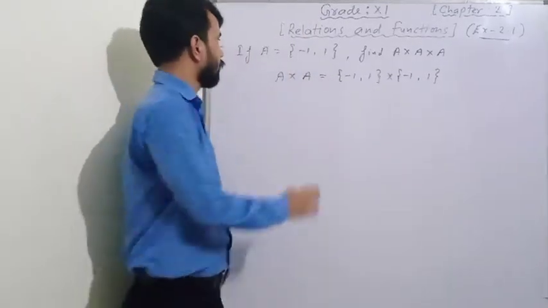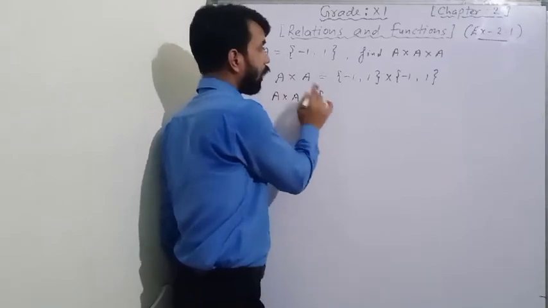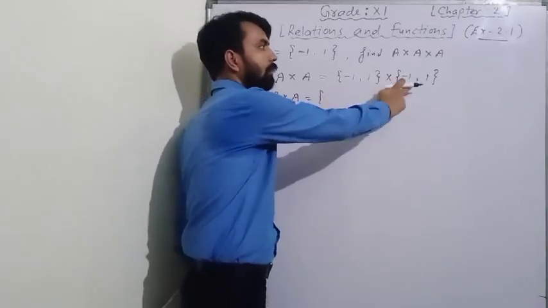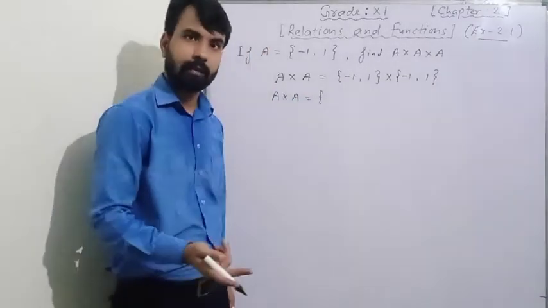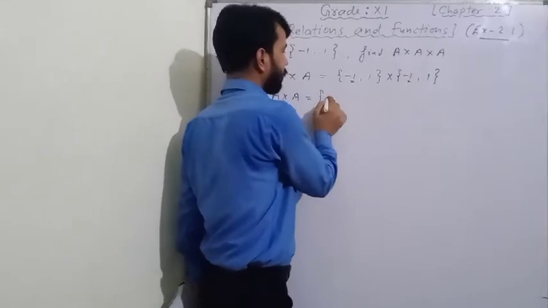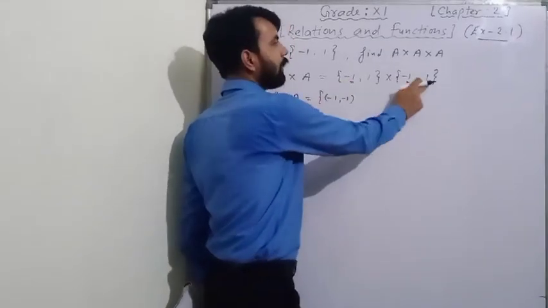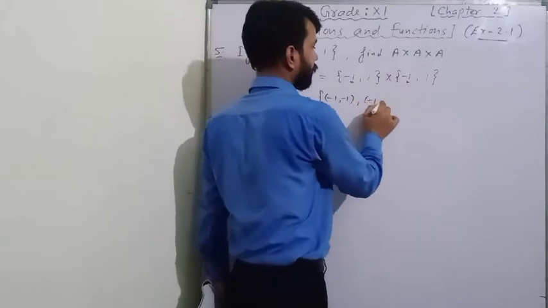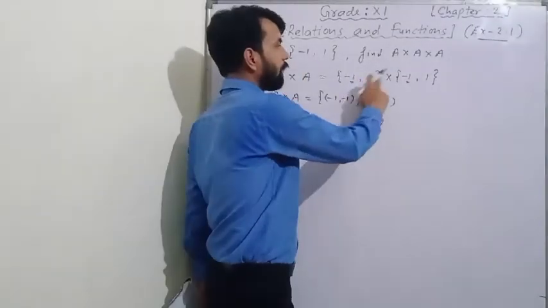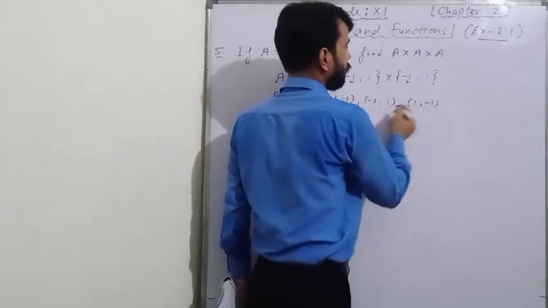Understood? Now A cross A, we have to find how. We will have to make the pair of every element of the first set with every element of the second set. Clear? So make the pair of this -1 with this -1. So -1, -1. Now -1 and 1. Now make pairs of this 1: 1 and -1. Now 1 and 1.